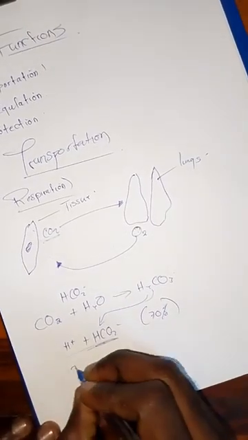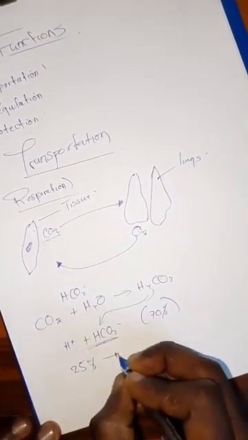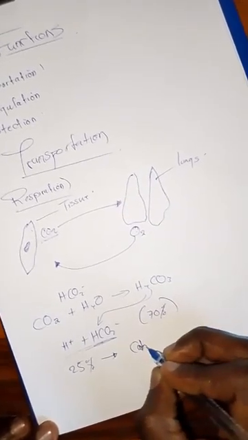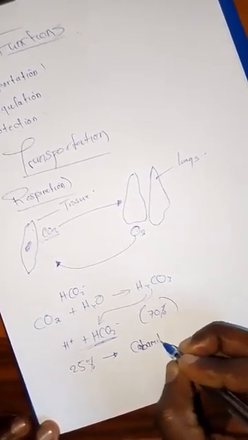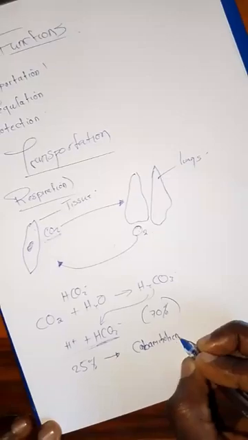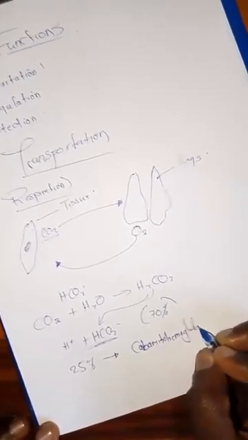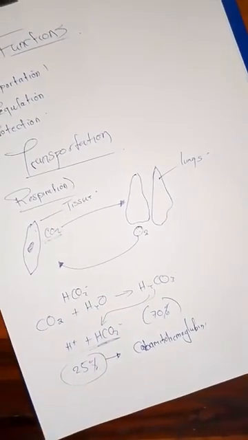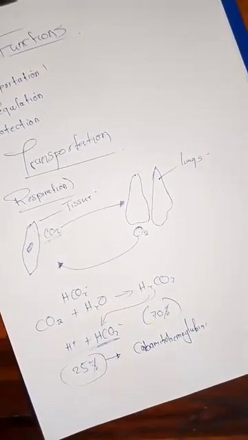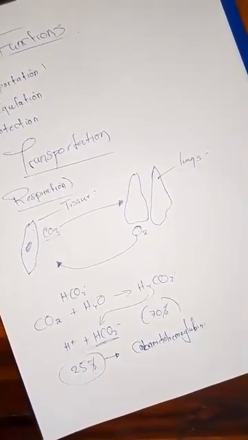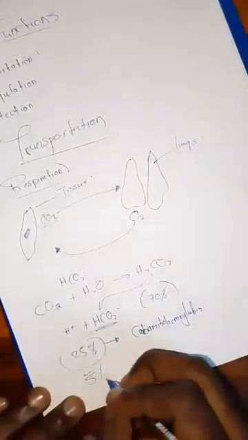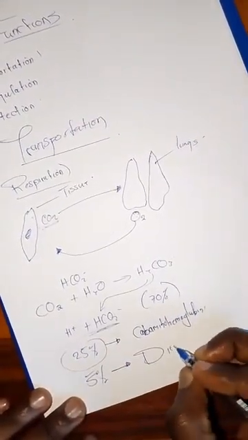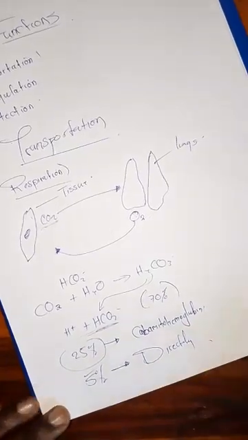Then about 25% of carbon dioxide is going to be transported as carbaminohemoglobin. Meaning that this 25% is the carbon dioxide that is able to be bound to the hemoglobin of the red blood cell. Then 5% is going to be transported directly, just as carbon dioxide.